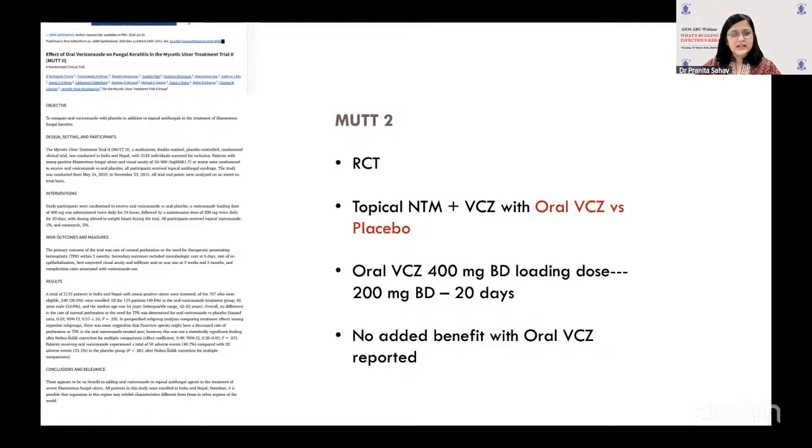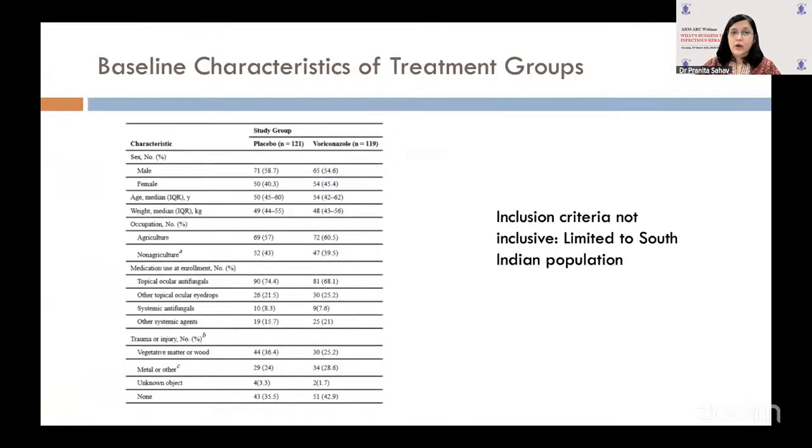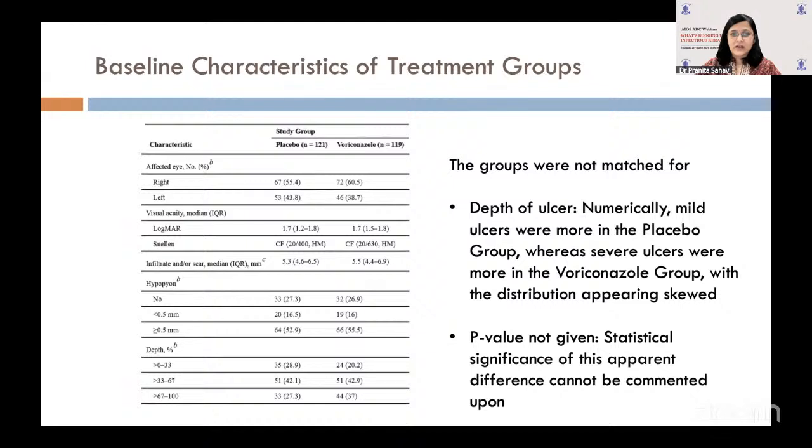So what this study concluded, the major conclusion, was that there was no added benefit with oral voriconazole in this study. So looking at the details, there were 240 patients in this study that were randomized. However, if we look at the baseline characteristics here, unlike the baseline characteristics given in MUT1, p-values were not given. So we are not sure whether the baseline characteristics between the two groups were equally matched or not.